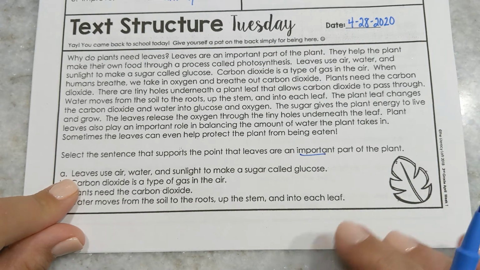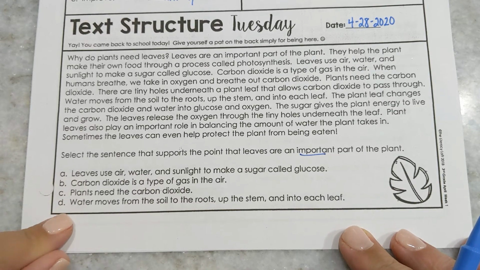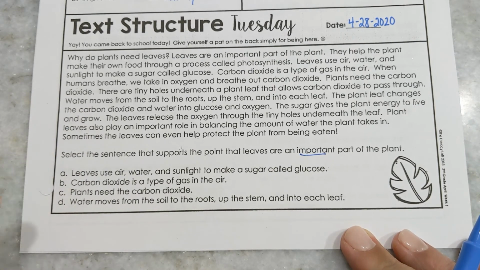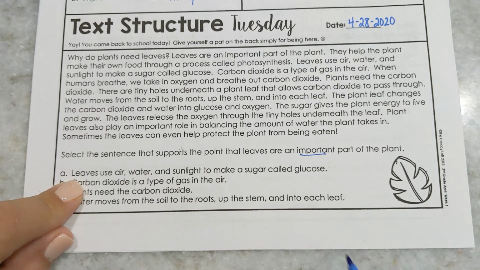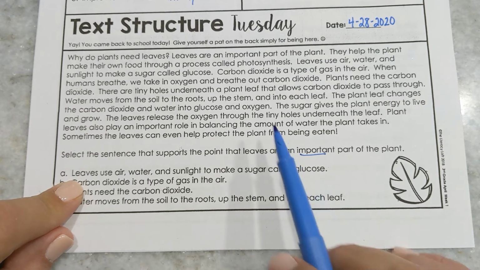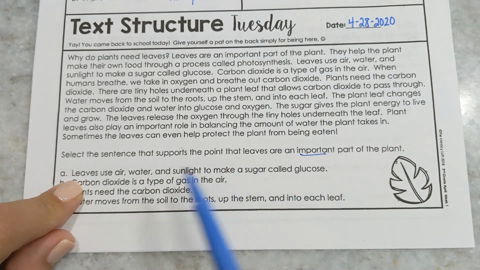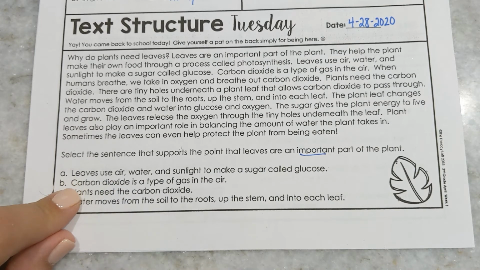I actually saw a strategy once where you start at the bottom and read all the way to the top. That helps you to ensure that you read every answer choice. You know that I always recommend that you read every answer choice on a question like this. Leaves use air, water, and sunlight to make a sugar called glucose. Is the glucose important for the plant? Yes, that's what gives the plant energy to live. This is a contender for sure.